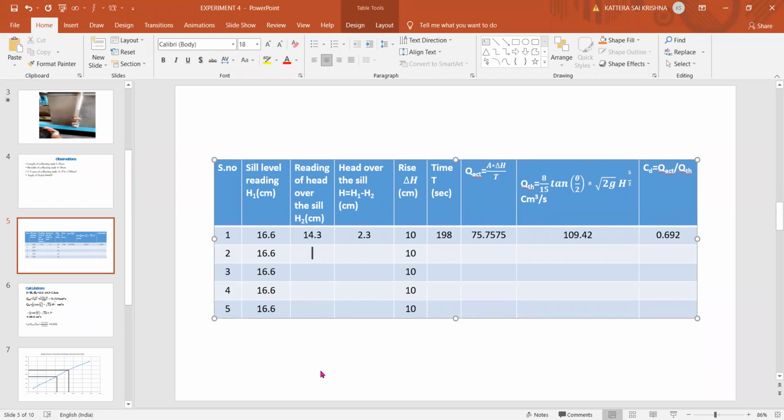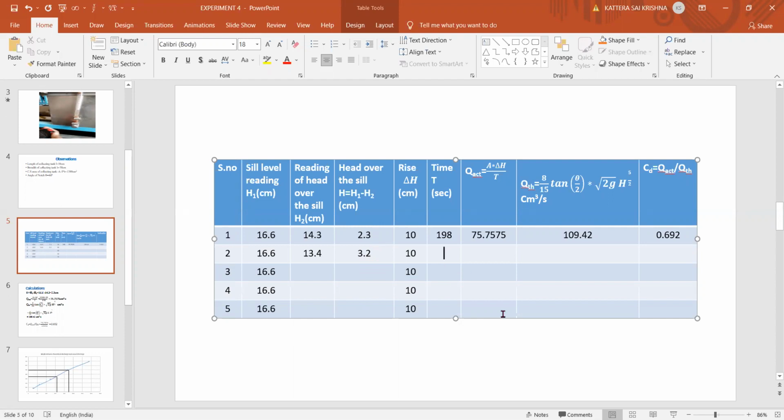Nothing but what is the height? What is the pointer value? By checking the scale reading there, you'll take H2 as 13.4 when we are increasing the water height. So now you can see the height over the sill value will increase. 16.6 minus 13.4 is 3.2. So 3.2 centimeters of water height is flowing over the sill now. The height will continuously increase here, because as the water level increases in the channel, the height over the sill will increase.